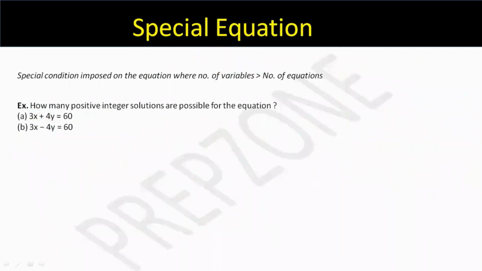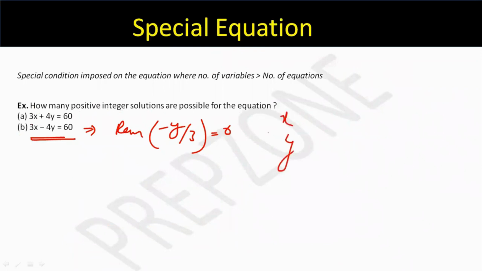Yes, sir. So now we'll just apply the same method here. Lowest coefficient here, this will be the remainder of. So see, now directly we have to write the expression minus y by 3 equals 0, which means y has to be 0, right? If y is 0, x has to be 20, right?